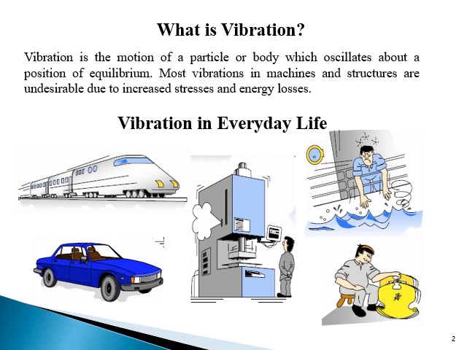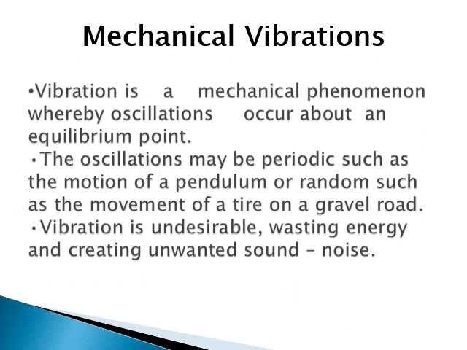So in everyday life there are a lot of vibrations in trains, cars, machines, ships. Everywhere we feel the vibration in machinery. Mechanical vibration is a phenomenon whereby oscillations occur about an equilibrium point. Oscillations may be periodic, such as the motion of a simple pendulum or compound pendulum, or the movement of tires on a gravel road. It may be periodic or non-periodic.